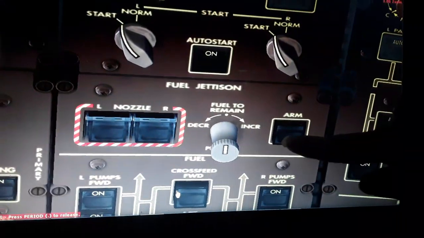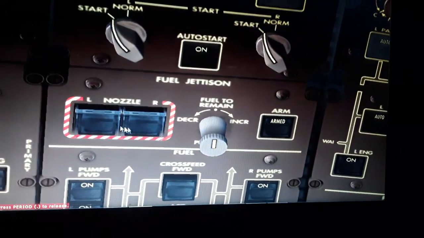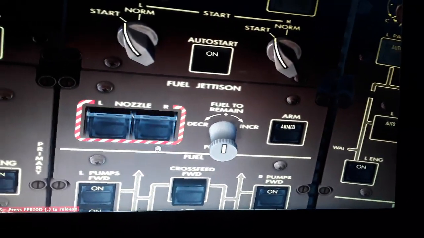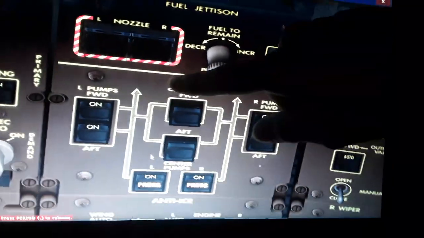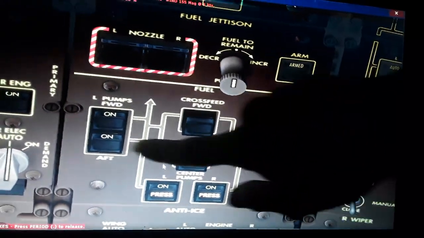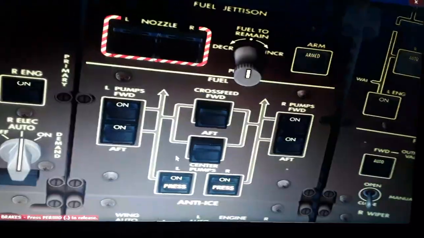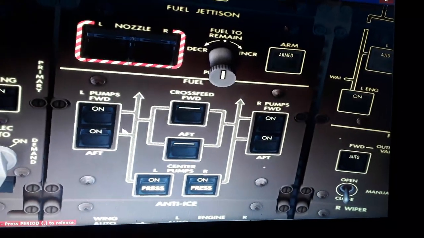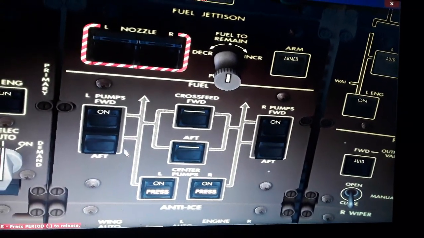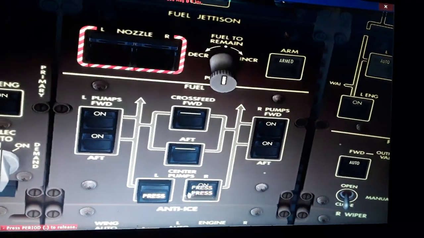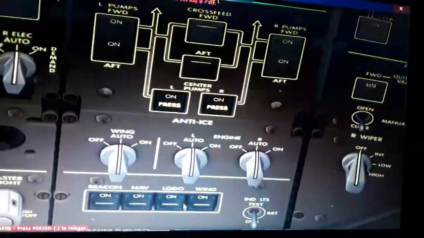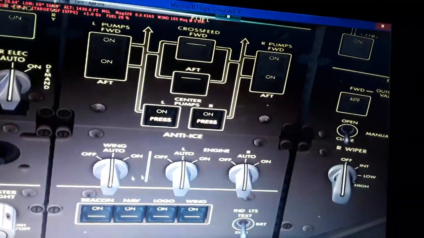You can dump some fuel in flight if you arm this switch and select the tanks and the quantity to remain, to lose weight. We have the left wing and the right wing and the center tank. You can see crossfeed valves, fuel booster pumps. You can see the center tank is empty. We also have the wing and engine anti-ice here.